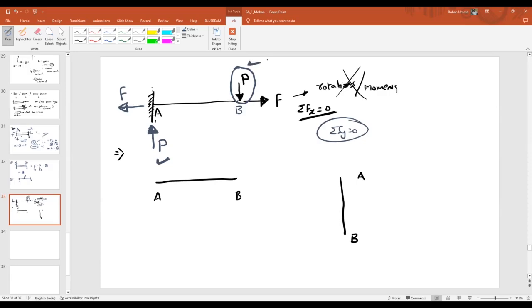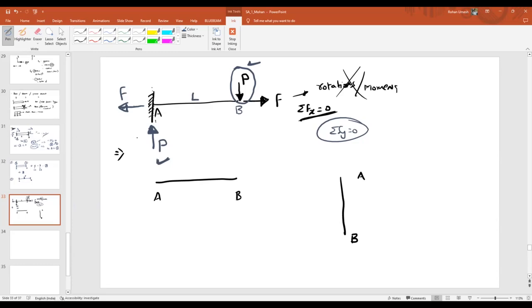What do we have to call these two? At point A, P is acting upward, and at point B, P is acting downward, and they are separated by a distance L. What will they cause to the beam AB? Couple moments. These are equal and opposite forces at point A and point B, separated by a distance L.